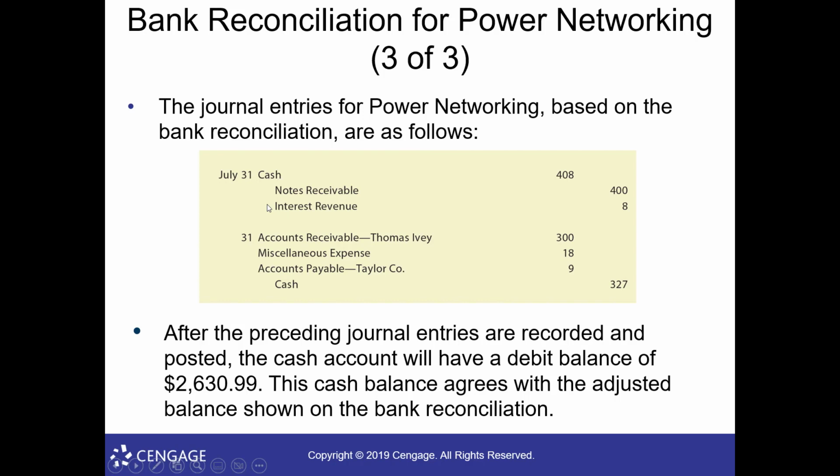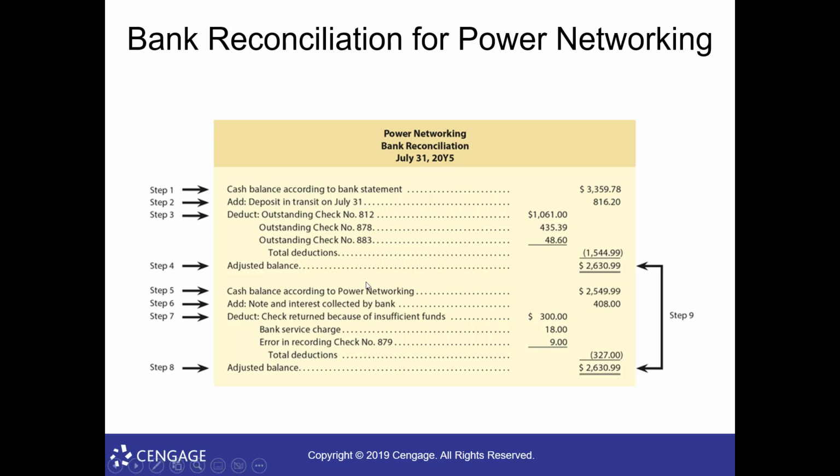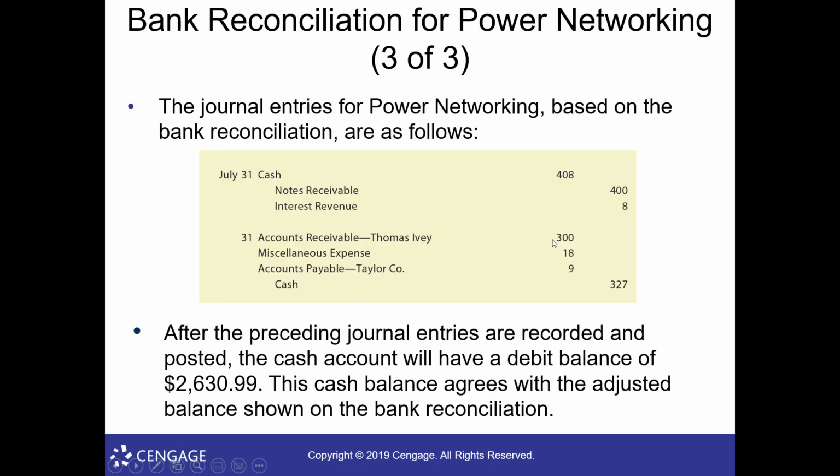So in order to fix this, we would need to make journal entries, right? We only make journal entries for things that happen to the company's records, not the bank records. These things are timing differences. So we would collect the cash 408, and then we would relieve the notes receivable and recognize interest revenue. We would put back on accounts receivable to Thomas Ivy because his check bounced. We would have a miscellaneous expense for the bank charge, and we would add $9 to accounts payable because we wrote the check for a wrong amount, and we credit cash.